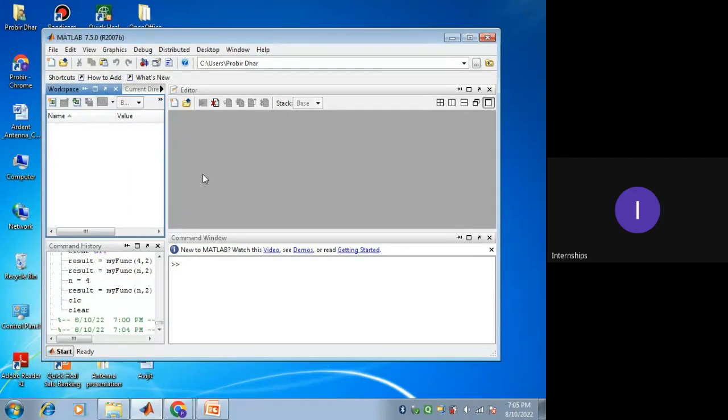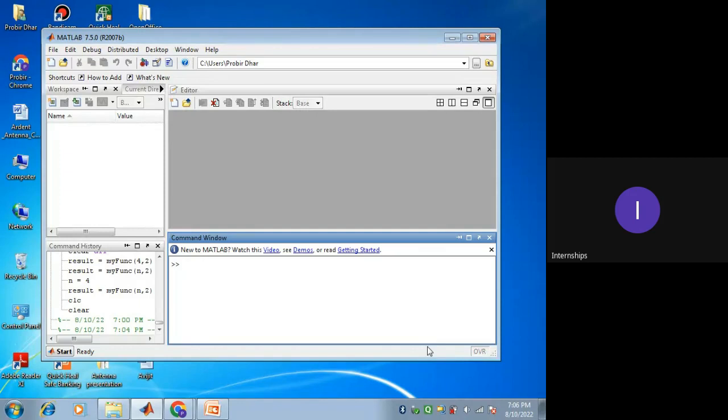In this editor, you can open any script and write down your program. And this is the command history. Whatever command you write down here will be kept here. I have worked with these commands, and they are listed here.